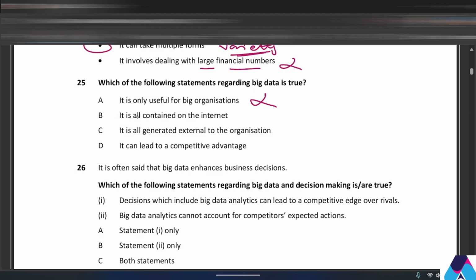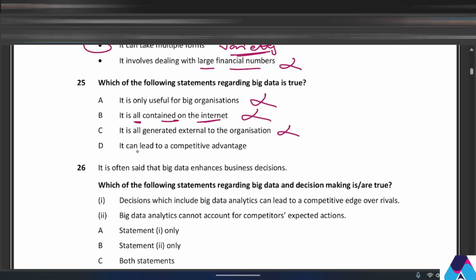Then part B says it is all contained on the internet, which is absolutely wrong. Is it true that big data can only be obtained from the internet? No, there are different sources from which big data can be obtained. That's what one of the 5 V's, variety, stands for, right? That it can come in different varieties. So you cannot say that it is all on the internet. Okay. Part C says it is all generated external to the organization. No, it can be external, it can be internal.